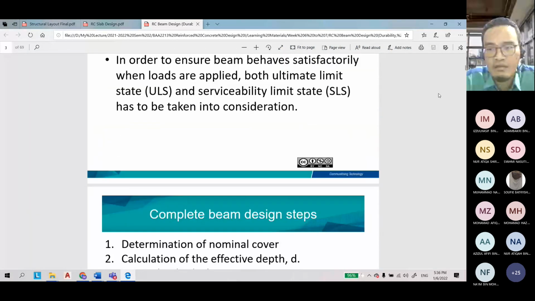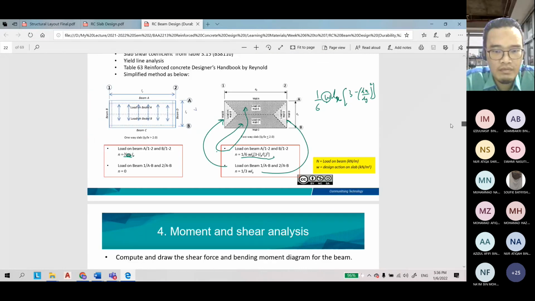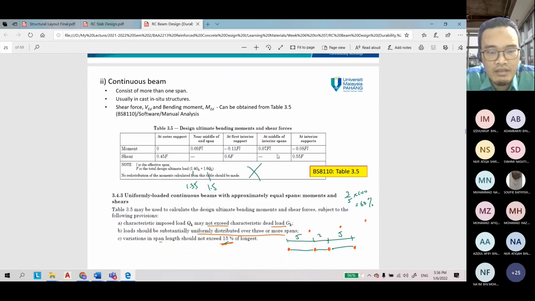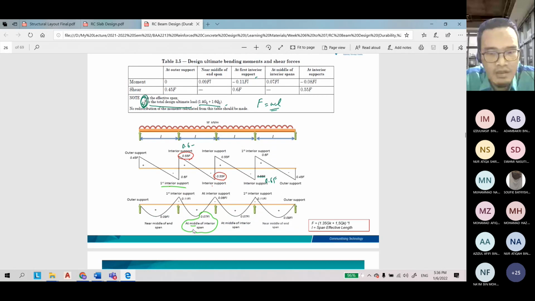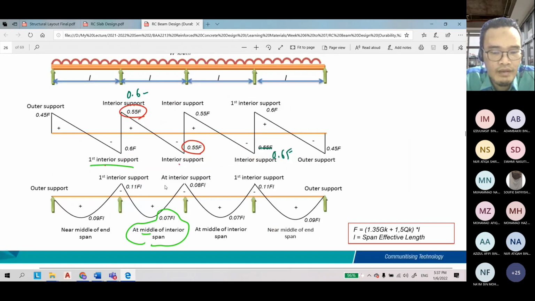You can refer to this. Here also you can see the equation. And this is for this table.